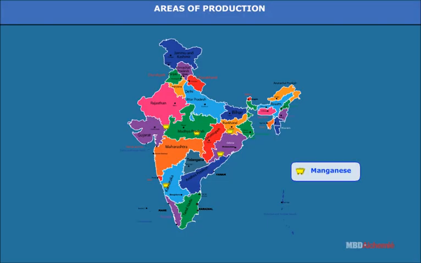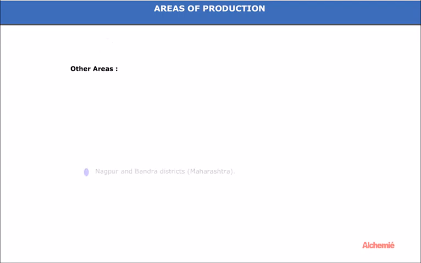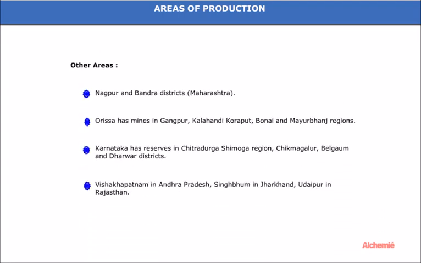Areas of production. In India, manganese is found in areas as given below and is obtained from igneous rocks. The main reserves are located in Orissa, followed by Karnataka and Madhya Pradesh. Other areas are Nagpur and Bhandara districts, Maharashtra. Orissa has mines in Gangpur, Kalahandi, Koraput, Bonai and Mayurbhanj regions. Karnataka has reserves in Chitradurga, Shimoga region, Chikmagalur, Belgaum and Dharwar districts. Visakhapatnam in Andhra Pradesh, Singhbhum in Jharkhand, Udaipur in Rajasthan.